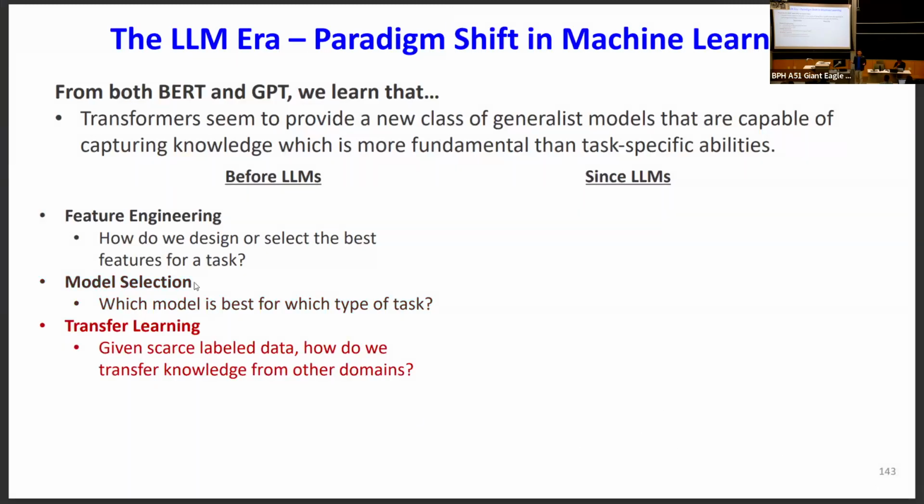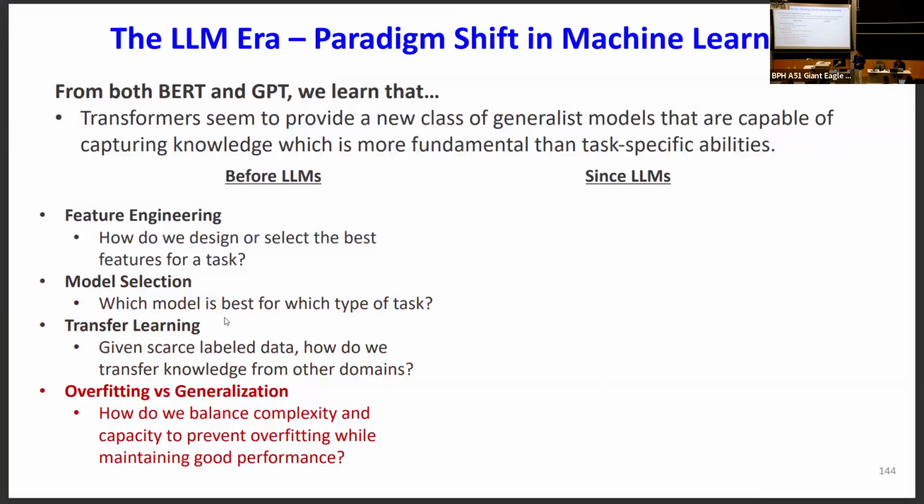Transfer learning: for any task, the amount of data is definitely scarce. So how do you use other tasks to train a model to perform your task, right? And overfitting: when training a model, how do we balance complexity and capacity to make sure that our model performs decently, yet still does not overfit catastrophically?